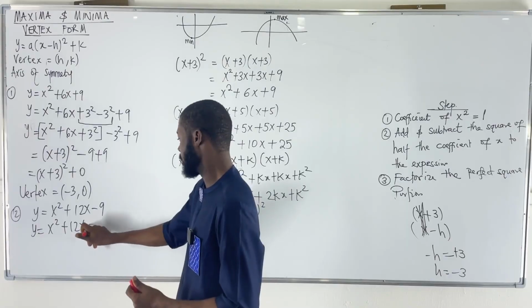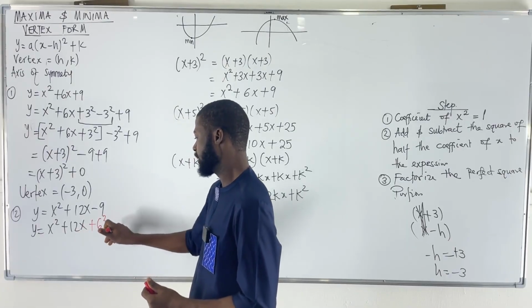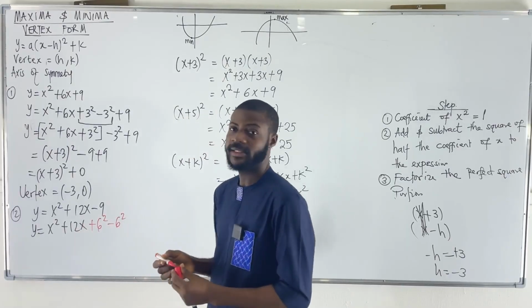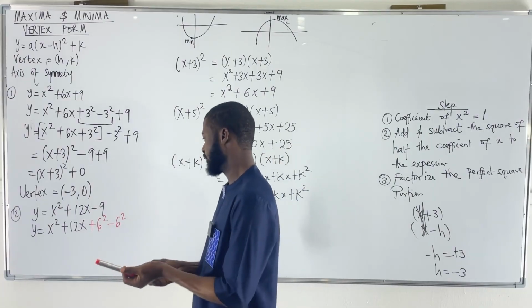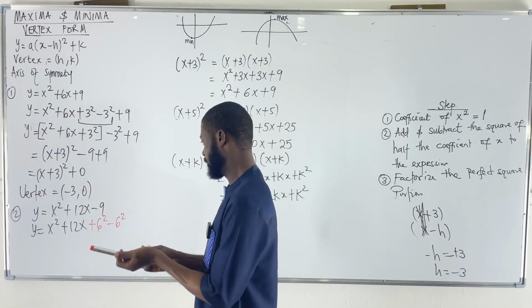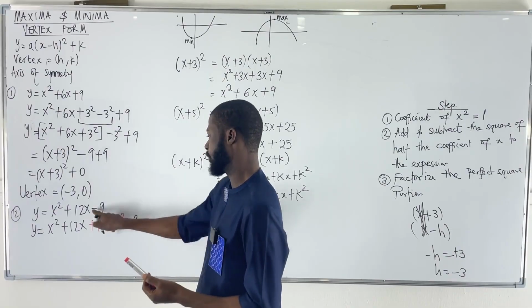So I'm going to say this is plus 6 squared and then minus 6 squared. And then you put your minus 9, sorry, not plus 9.